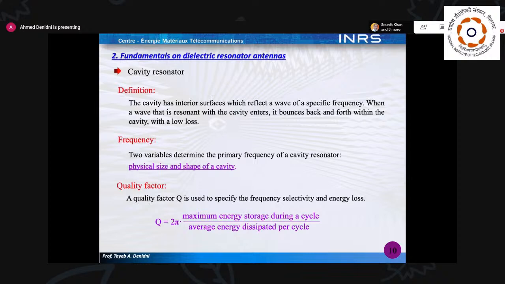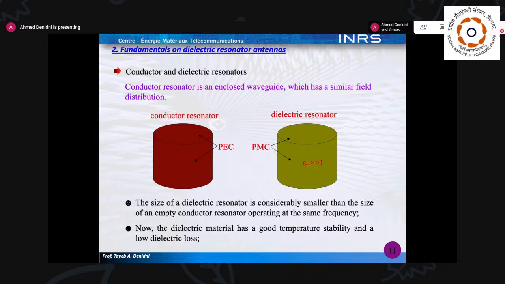Now, we mentioned that we have two types of resonator: conductor resonators, which enclose the waveguide, like this one, the red one, and dielectric resonators. For dielectric resonators, we just need a very high dielectric constant. Here we have a perfect electric conductor at the walls that cover. Here we have a perfect magnetic conductor. This means the only difference between the conductor resonator and the dielectric resonator is that here you have a perfect electric conductor surface, and here we have a perfect magnetic conductor.